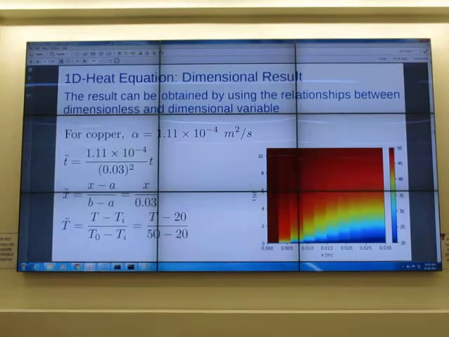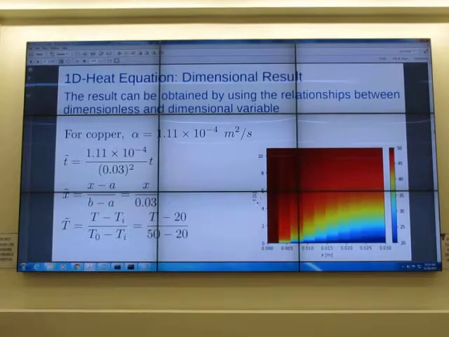Okay, we get the solution, but the solution is in dimensionless form. Now we have to transform it back to the dimensional form. So I go back to my formula. I have alpha divided by b minus a squared multiplied by t. So I go back to the relationship between t tilde and t, x tilde and x, t tilde and regular capital T. By using this formula, I can map this back to the dimensional solution, right?